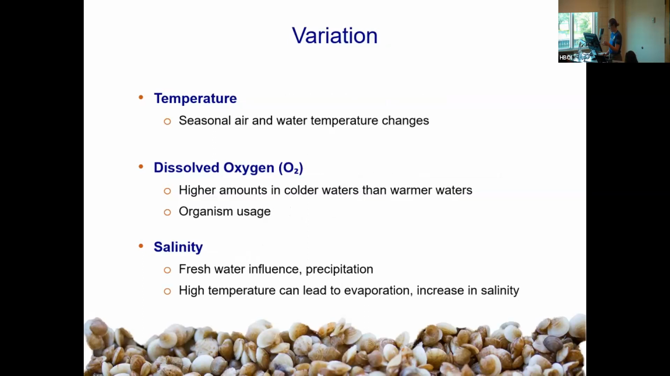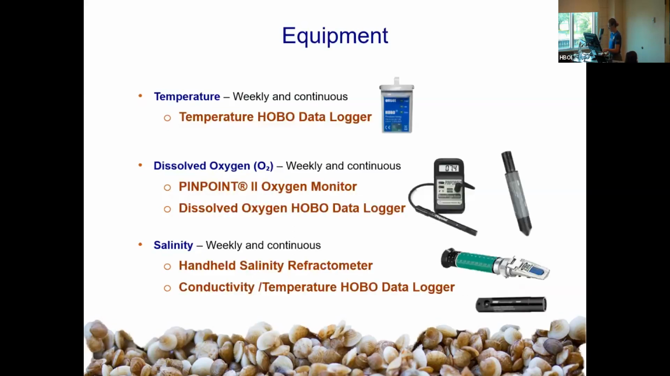DO also changes with organism use and decreases as organisms respirate. And salinity changes occur with freshwater inputs such as precipitation or riverine flow, and also higher temperatures, which can lead to evaporation and increased salinity. So for this project, we collected temperature, DO, and salinity continuously with HOBO data loggers, and we measured DO and salinity weekly with a handheld DO monitor and a refractometer.